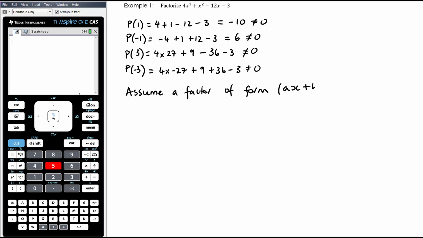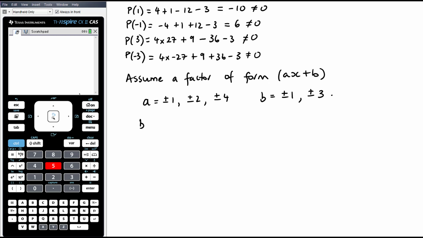ax plus b. Now a is going to have to be a factor of 4, which is the coefficient of x cubed. So a can either be plus or minus 1, plus or minus 2, or plus or minus 4. And b has to be a factor of 3. So b can be plus or minus 1, or plus or minus 3.